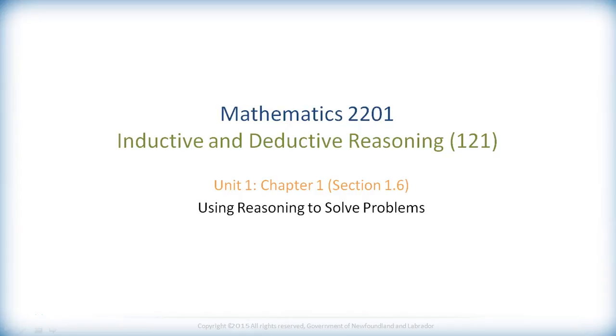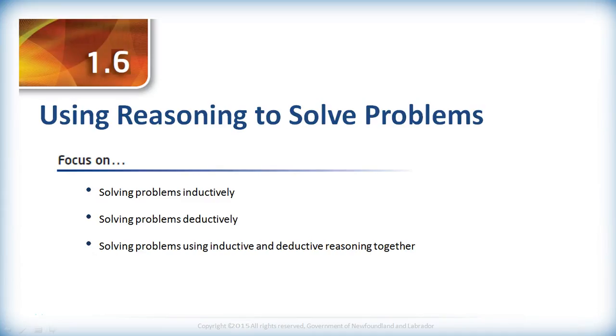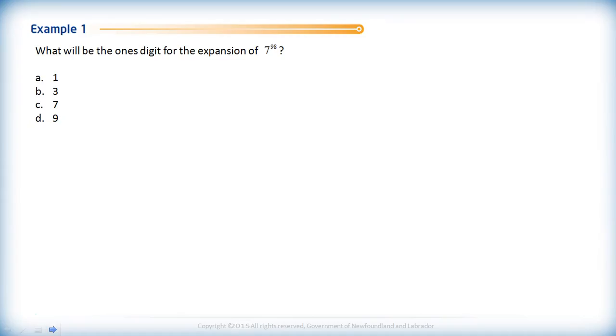Okay, folks, now we're going to do some practice questions with reasoning to solve problems. So similar stuff to what we did in the last section, only now we're actually just doing some test type questions. So first one, what will be the ones digit for the expansion of 7 to the power of 98?